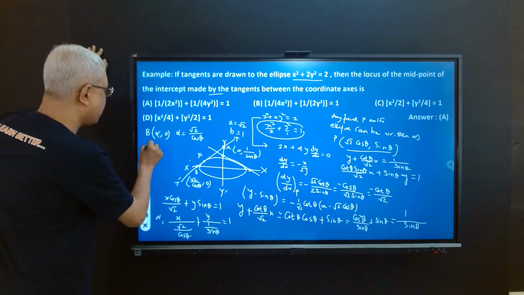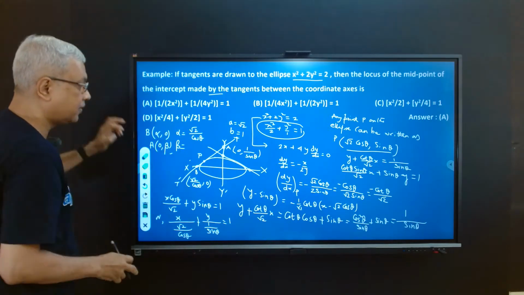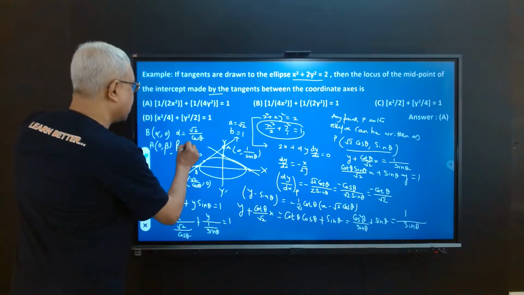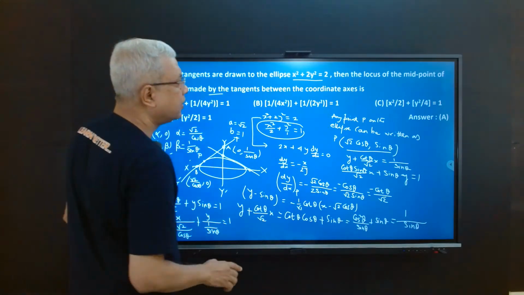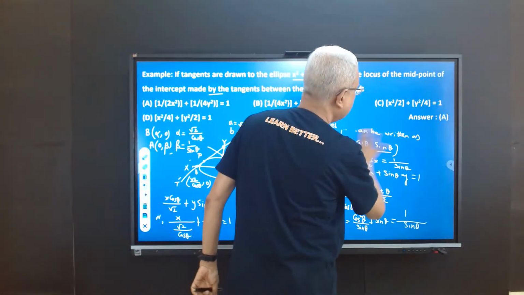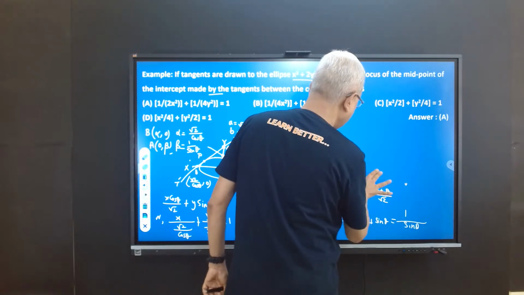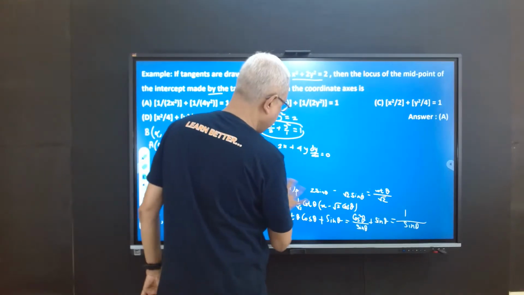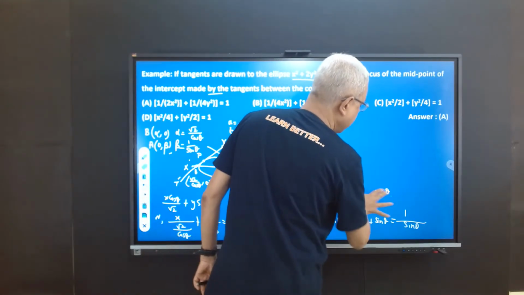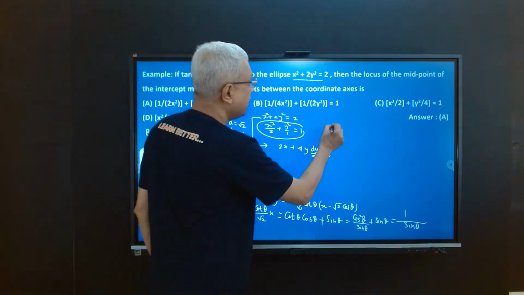And if A's coordinate is 0, beta, then beta is how much? Beta is 1 by sin theta. Okay, so let me remove all these things at this point. So alpha, 0 and 0, beta are the point of intersection of the tangent with the x and y axis. So what is the midpoint of alpha, beta? So the midpoint of AB.